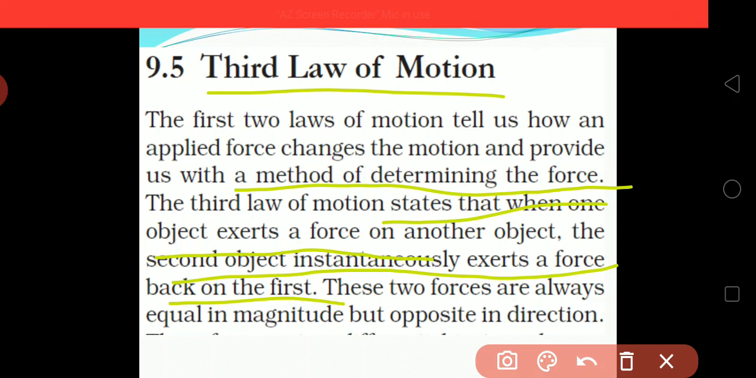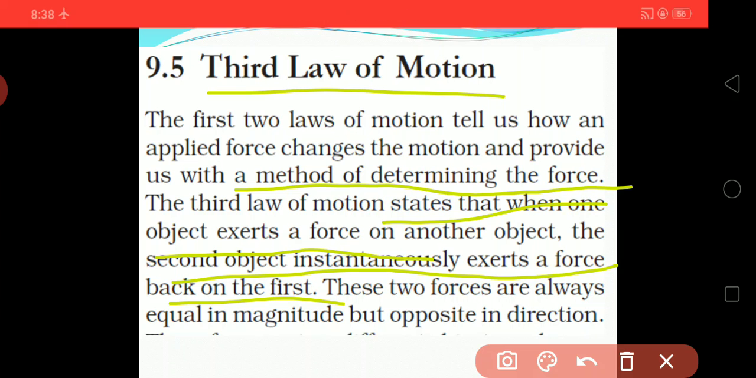Okay, this is the third law of motion, which we say as every action has its equal and opposite reaction. Okay, if we are giving an action, then there will be some reaction also. Some reaction will be there if we are exerting an action. These two forces are always equal in magnitude but opposite in direction.